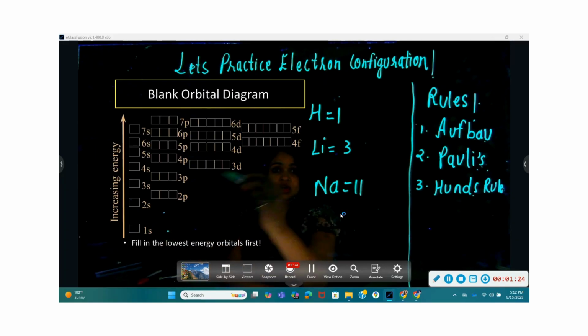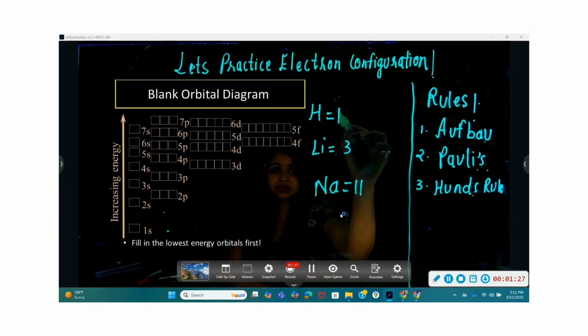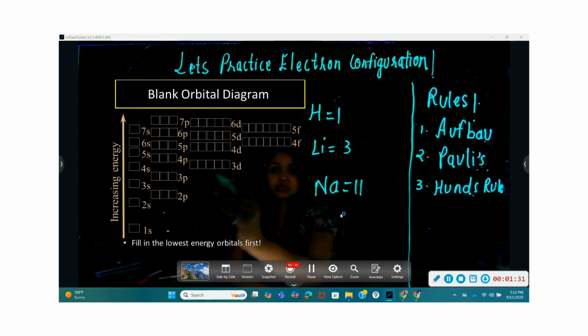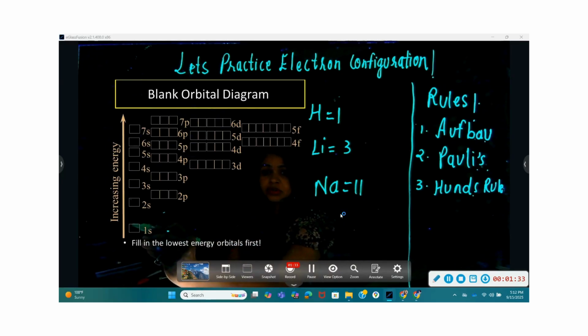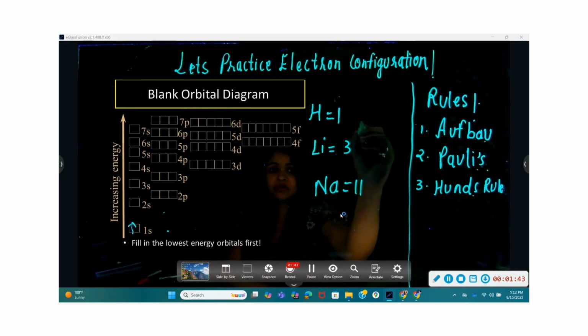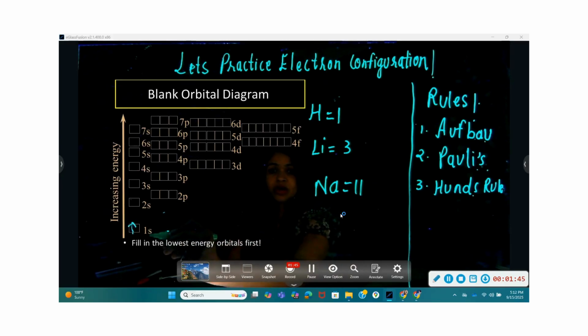Hydrogen has atomic number 1, which means the number of electrons is also 1. We are just going to fill 1 electron in these orbitals, and that will be represented by an arrow, since 1 arrow represents 1 electron. So what's the electron configuration for hydrogen? 1s1.